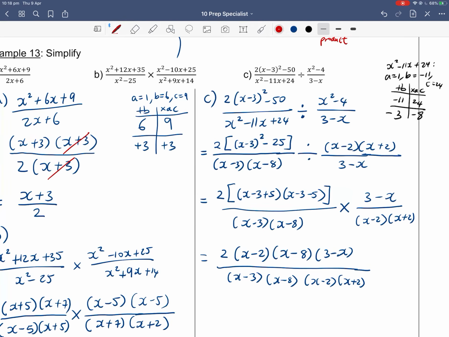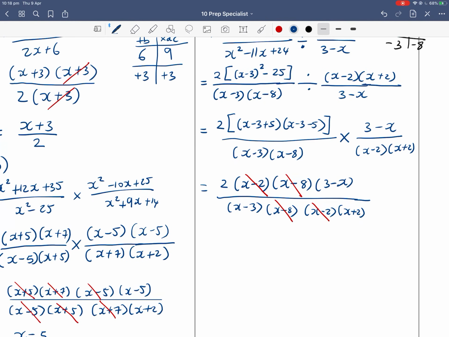Alright, now look for things common top and bottom that we can cancel. We have an x minus 2 in common. We have an x minus 8 in common. Now, it is very tempting to immediately cancel the x minus 3 and the 3 minus x because they both have an x and they both have a 3 in it. But it's not in the exact same order, so we need to do a bit of tweaking before we can cancel that part.